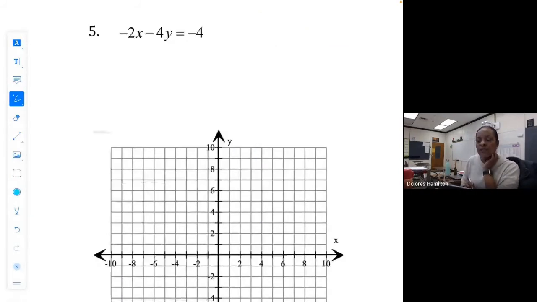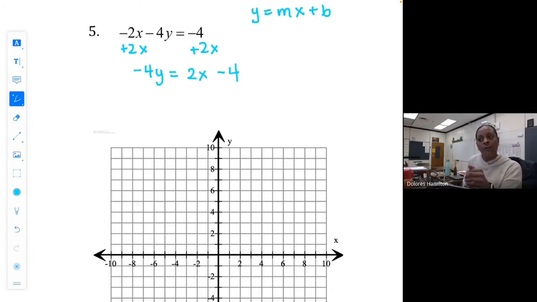Let's look at one that's not in our slope-intercept form. We'll see in question 5, we have this line, negative 2x minus 4y equals negative 4. So we're going to need to write that so that it's in our slope-intercept form. We've done this before. We have practice. So here we're going to get y by itself. So we would add 2x to both sides, leaving us with negative 4y equals 2x minus 4. And now I still want to get y alone, so I'm going to divide everything by negative 4. So it looks like this. And now we just clean that up.